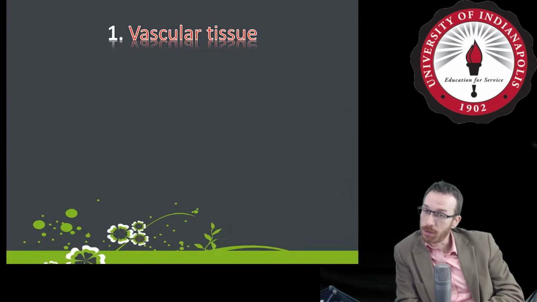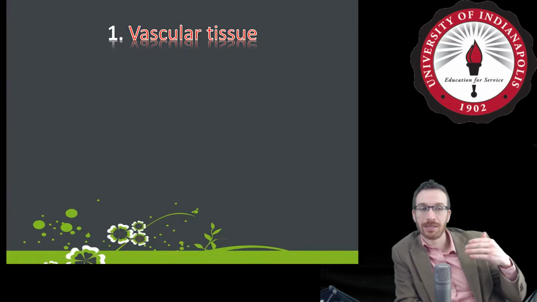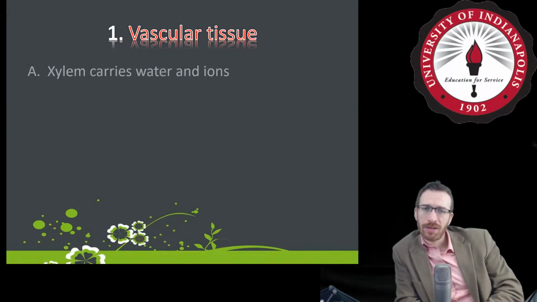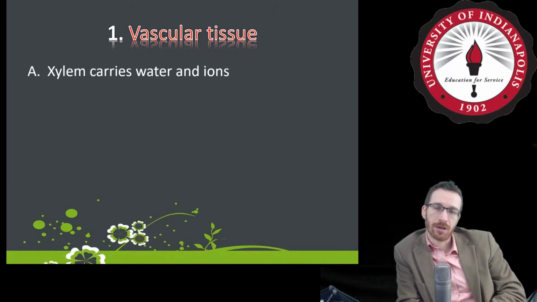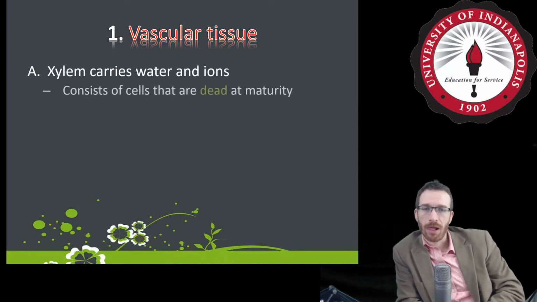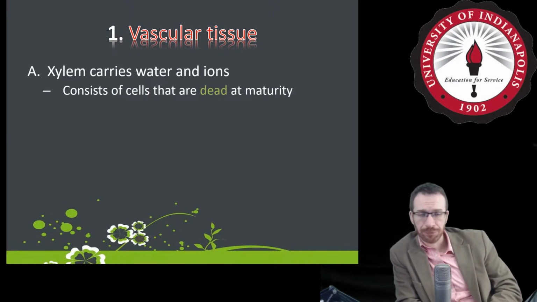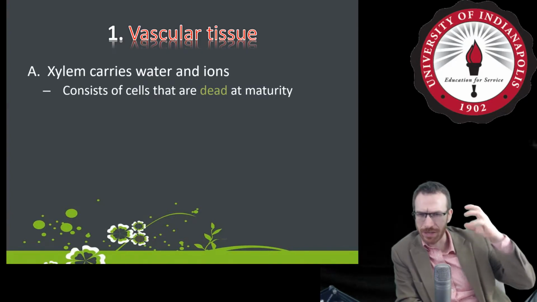You already know a little bit about this because we talked about xylem and phloem before when defining moss, pteridophytes, and the other higher plants. But vascular tissue is basically going to be xylem that carries water and ions from the soil up into the plant. All xylem cells are going to be dead when they're mature. What happens is the cell walls are going to be maintained, but the insides, the cytoplasm, and all the organelles are going to be basically disintegrated.